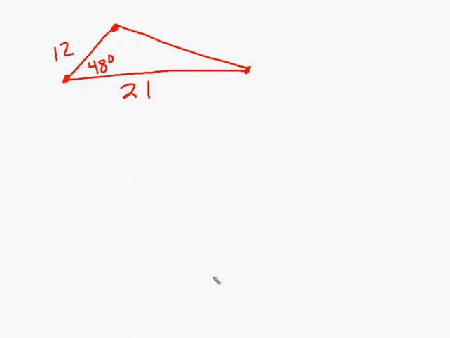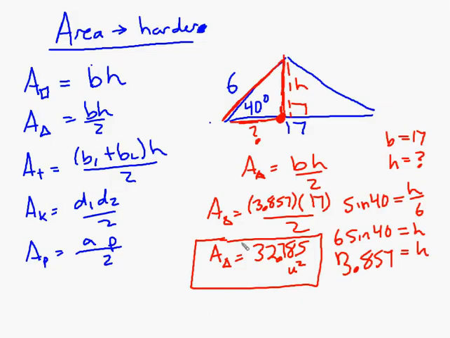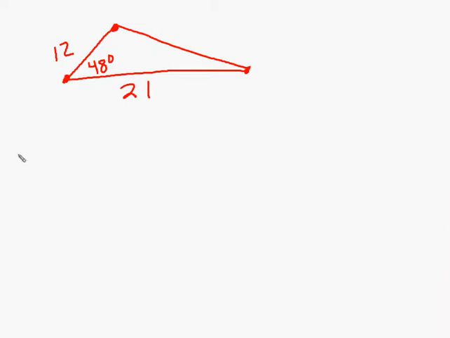All right, let's go back. Notice I have this side, I have this angle, and I have this side. And notice how I got my height: 6 sine of the angle, right? All right, let's do this one.